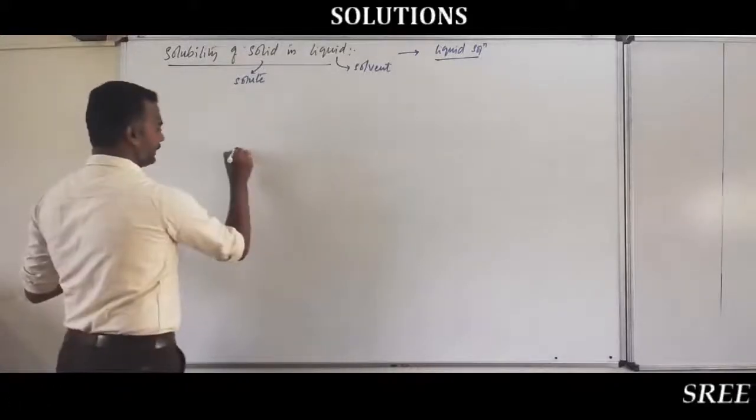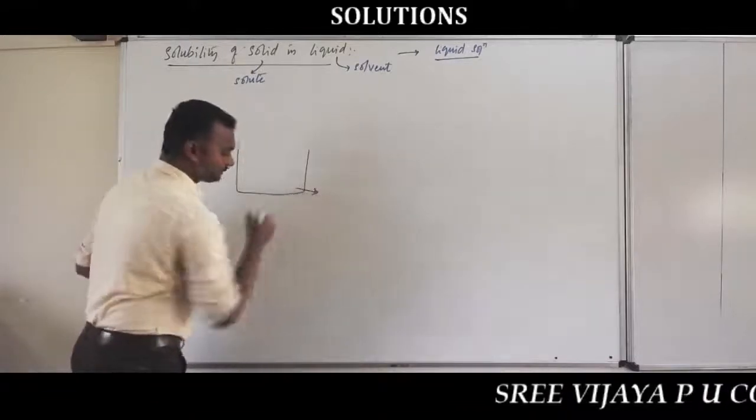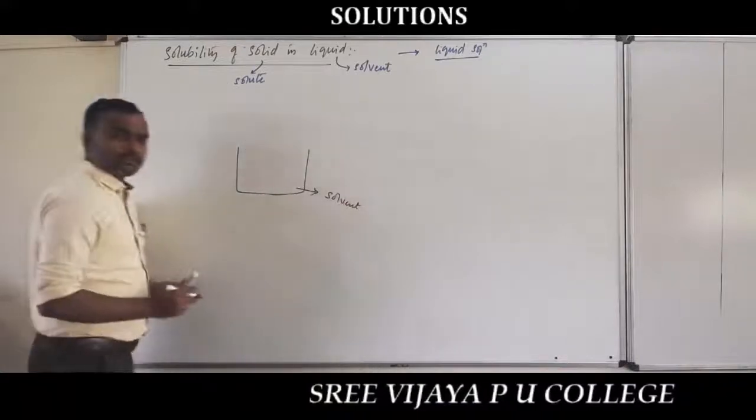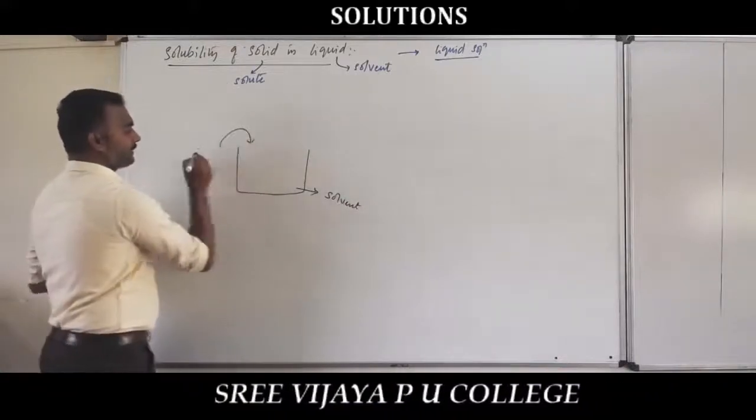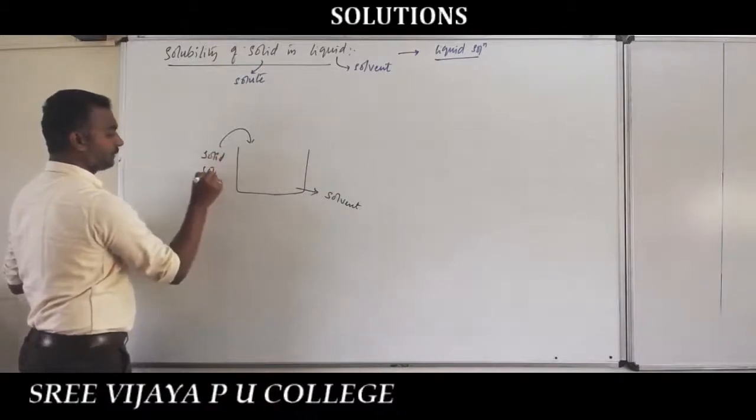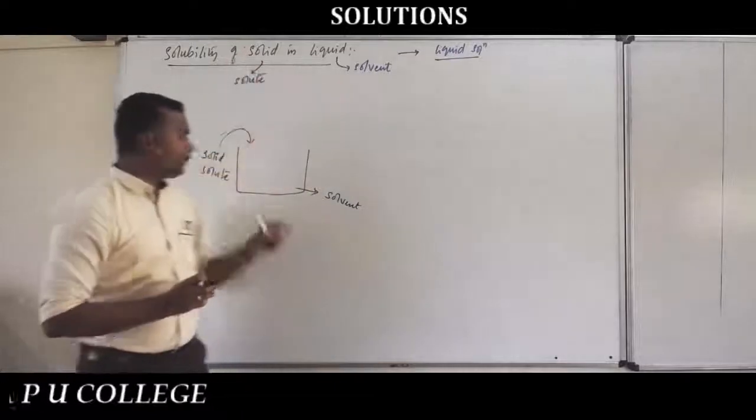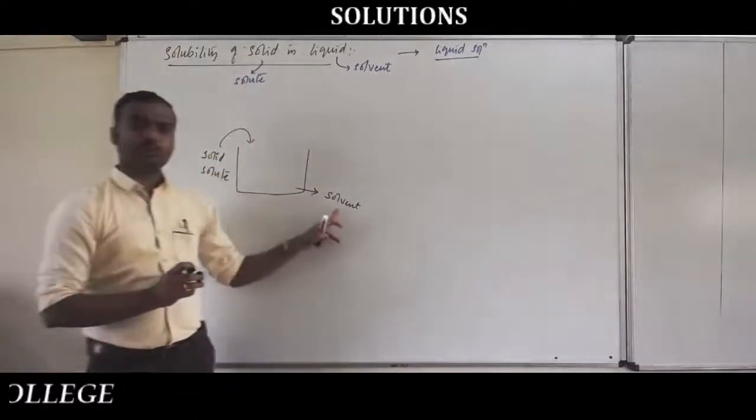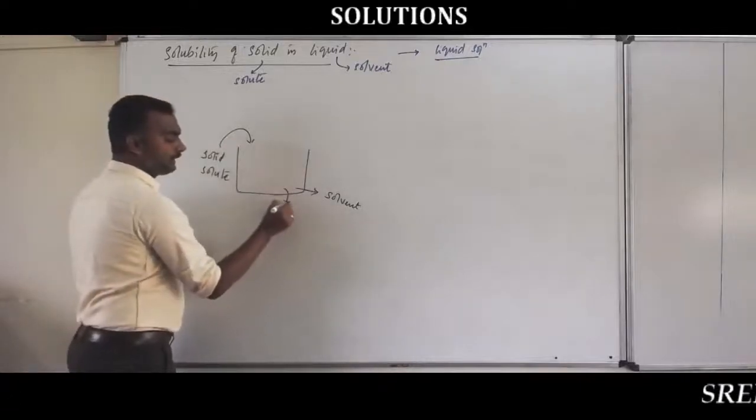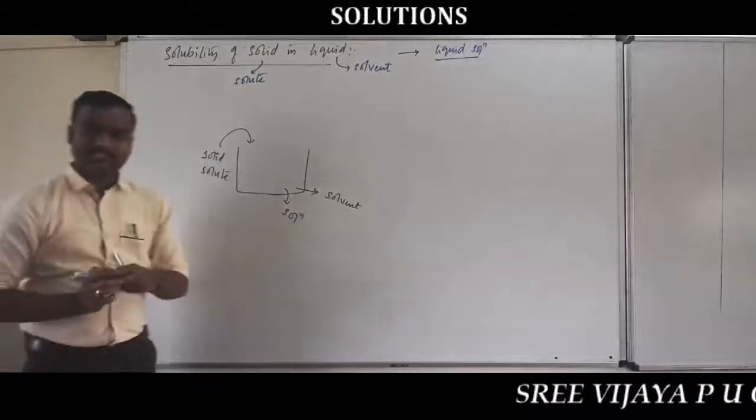Let me take a simple logic, a simple beaker. In this beaker, I am going to take a solvent. To this solvent, I add solute, and the solute should be a solid solute, which I keep adding, because we are going to study here solubility of solid in liquid. When you add solid solute into the solvent, what happens? Solid solute is mixed with the solvent. Finally, it forms a homogeneous mixture. That homogeneous mixture is called a solution.